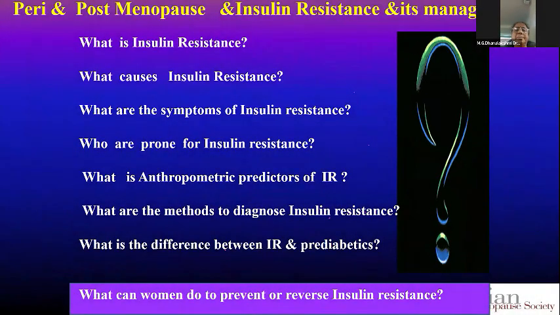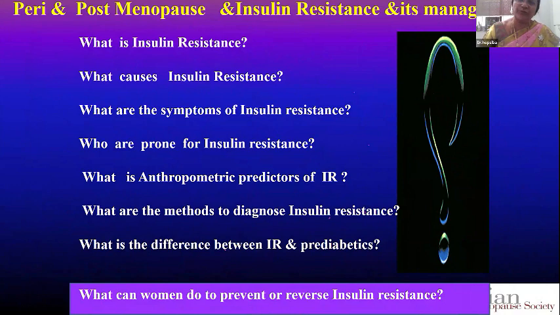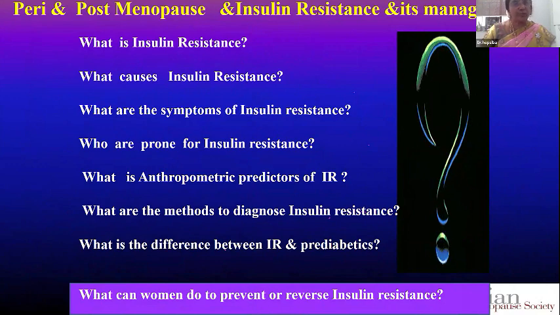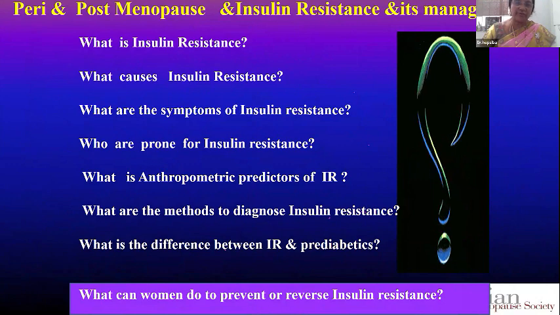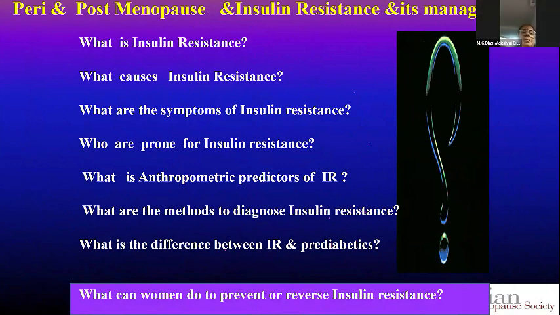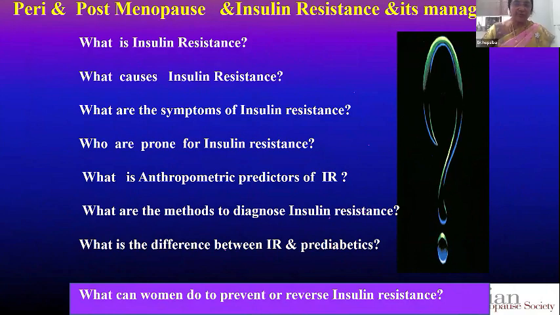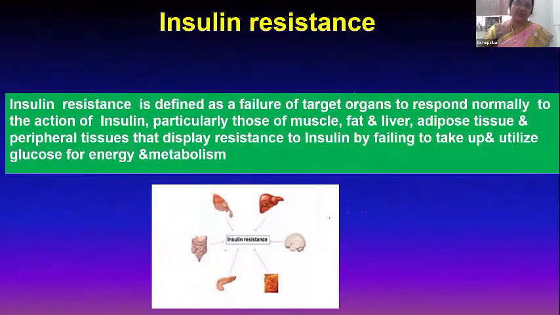Okay. When the topic was given to me, a few questions came to my mind. What is insulin resistance? What causes insulin resistance? What are the symptoms of insulin resistance? Who are all prone to insulin resistance? Are there any anthropometric predictors? What are the methods to diagnose? What is the difference between insulin resistance and pre-diabetes? What can a woman do to prevent or reverse insulin resistance?